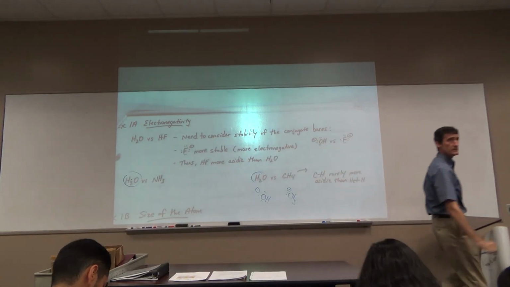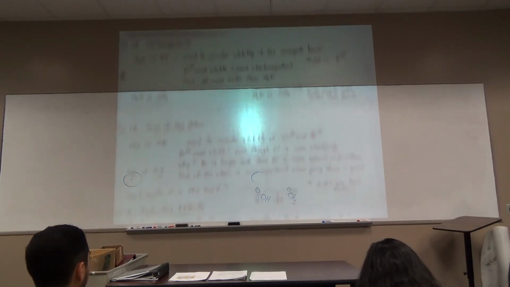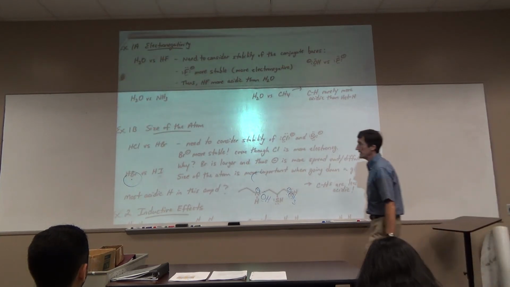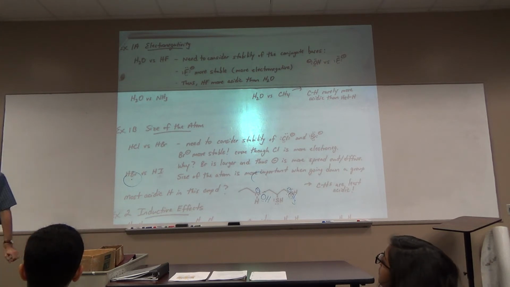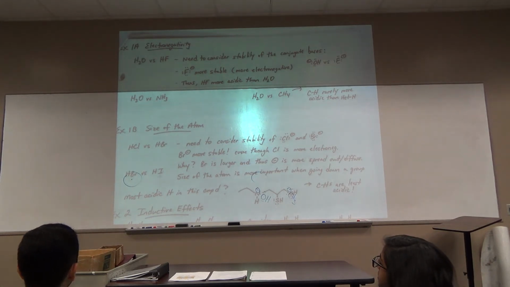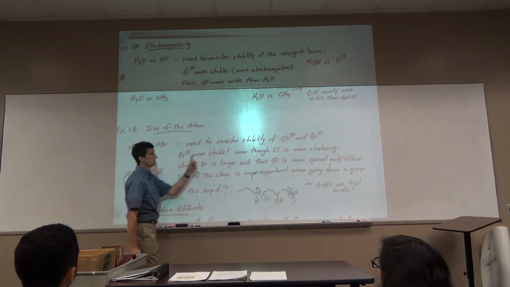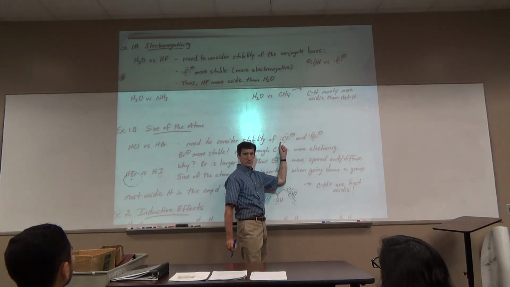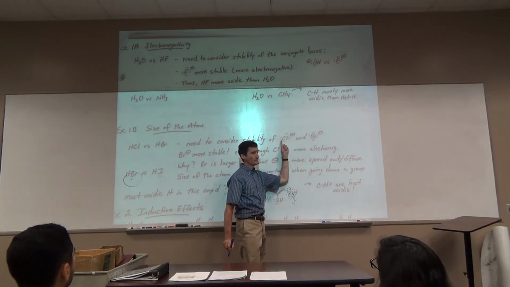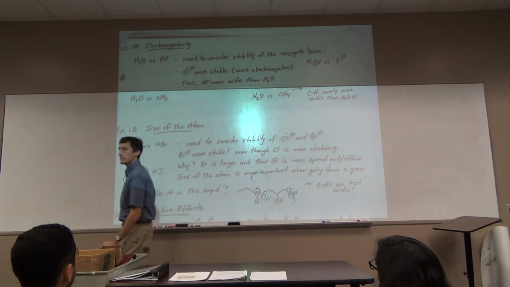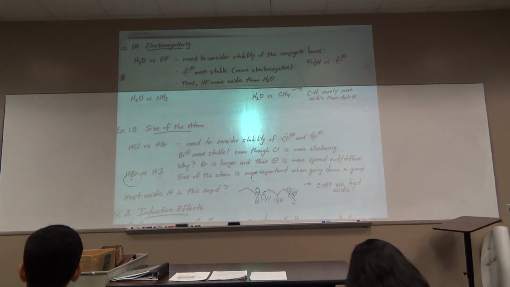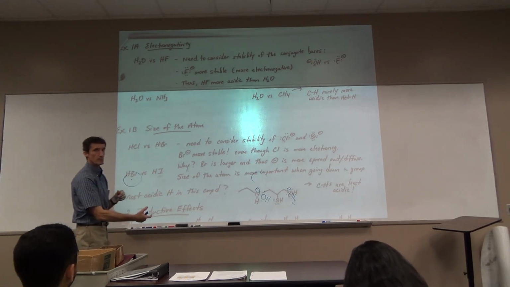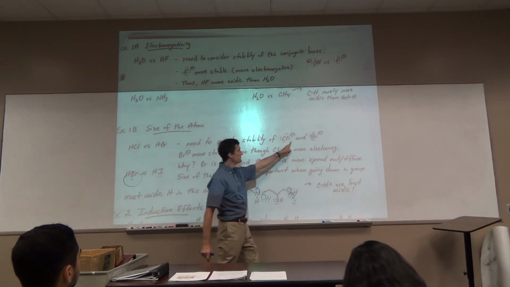Okay, size of the atom is also a factor here. So it's 1A and 1B. Which is more acidic, HCl or HBr? What do we need to look at? We really need to look at the conjugate bases. We're not talking about HCl, we're talking about Cl minus or Br minus. Which is more stable? Br minus.